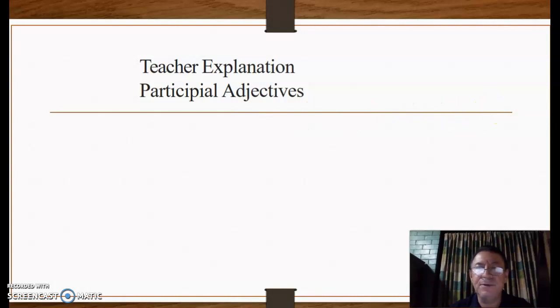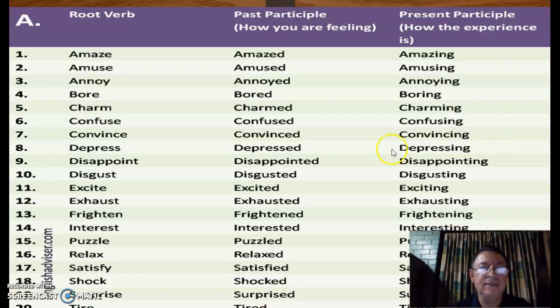Today we are going to learn participial adjectives. For this we are going to see these verbs. Here we have the root verb, amazed, and here we have the past participle.